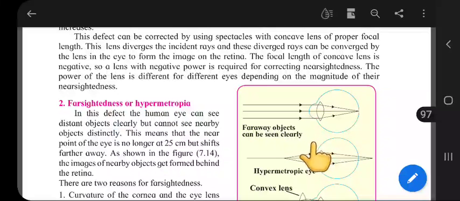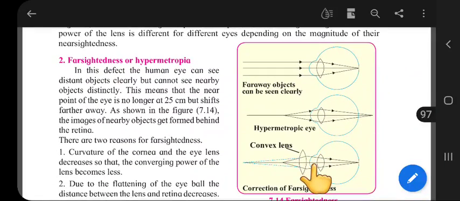For this defect there are also two reasons. First one, the curvature of the cornea and the eye lens decreases, so the converging power of the lens becomes less, and due to the flattening of the eyeball, the distance between the lens and the retina decreases. And that's why we get the image beyond the retina.